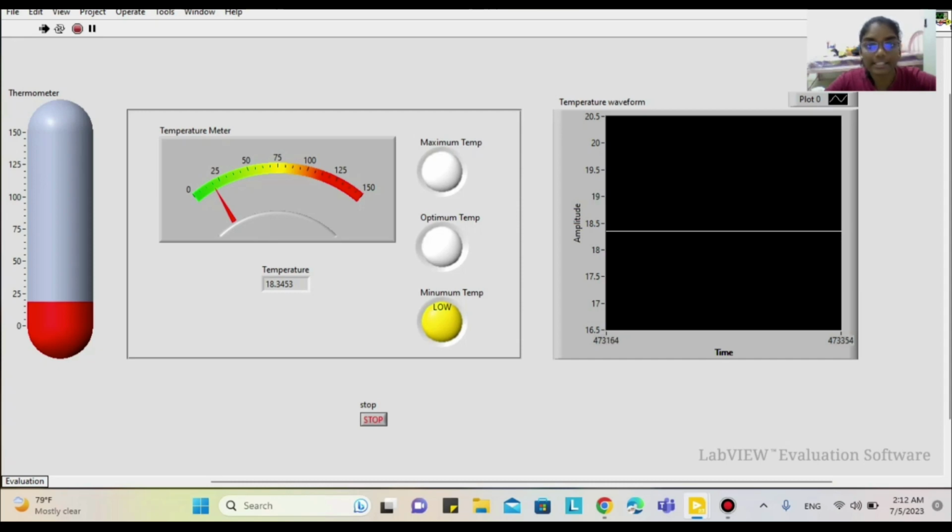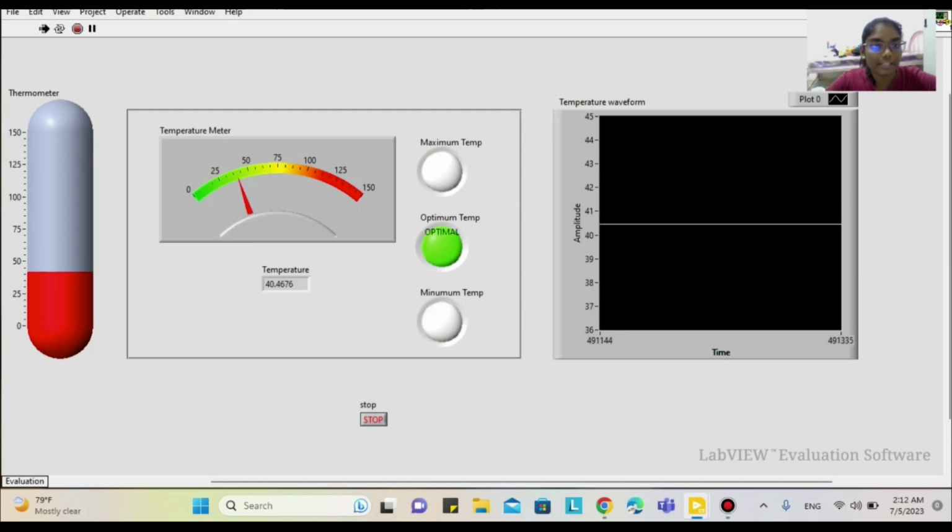A yellow LED is turned on, which indicates the temperature is low, so action must be taken to bring the temperature to the optimal level. Here we can see the temperature increases to 45, and it shows optimal, because for the oil temperature in the pipeline, the optimal temperature should be within 30 to 50. So it is the optimal temperature.